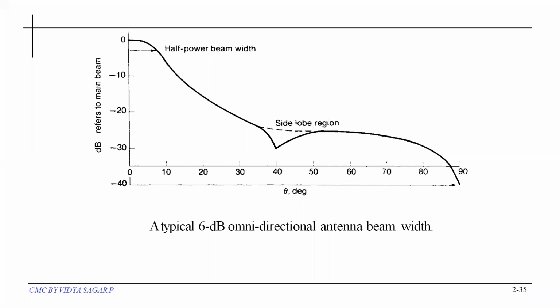Here, the 6 dB omnidirectional antenna beamwidth is here. This is discussed in the last class also, which is decreasing. That means the antenna beamwidth reduces and the theta is increasing. When the theta is increasing, the antenna beamwidth also decreases. Right? Omnidirectional is nothing but in all directions.